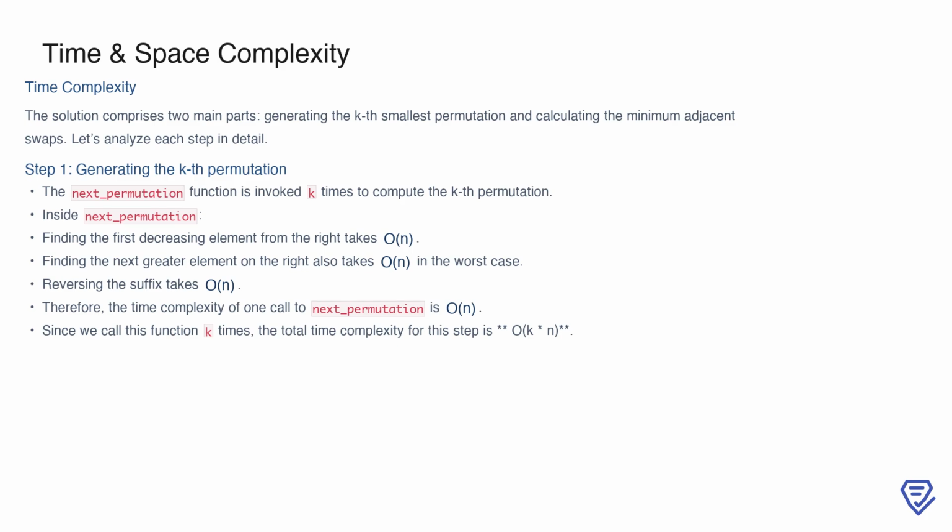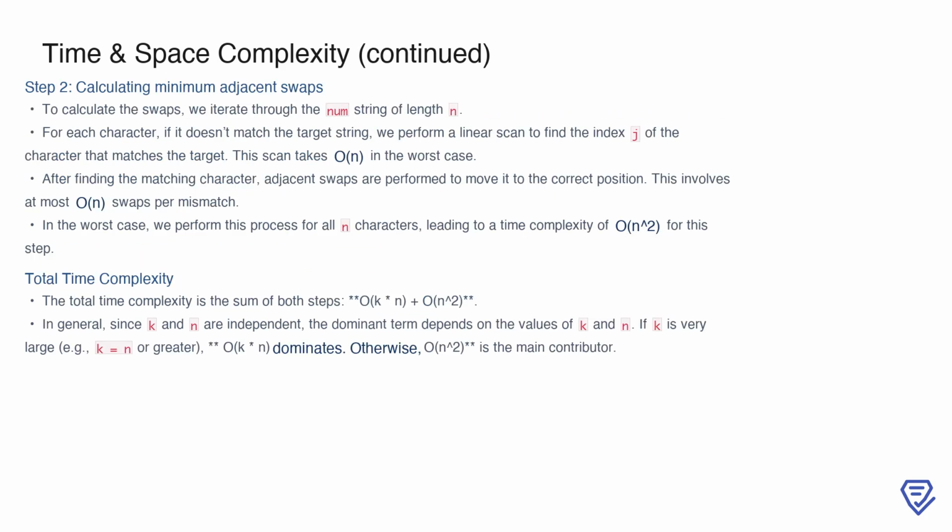O(k * n). Now let's discuss the time complexity of calculating the minimum adjacent swaps. In this step, we iterate through the number string, which has a length of n, and for each character, if it doesn't match the corresponding character in the target string, we perform a linear scan to find the index of the matching character. This linear scan can take O(n) in the worst case. Once the matching character is found, we perform adjacent swaps to move it to the correct position, which can involve up to O(n) swaps per mismatch.